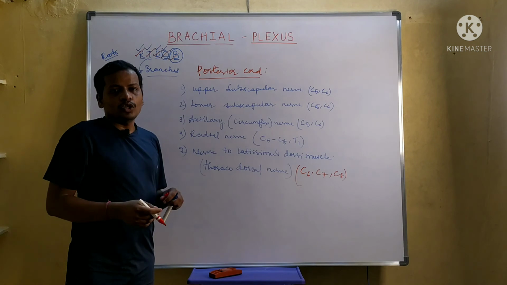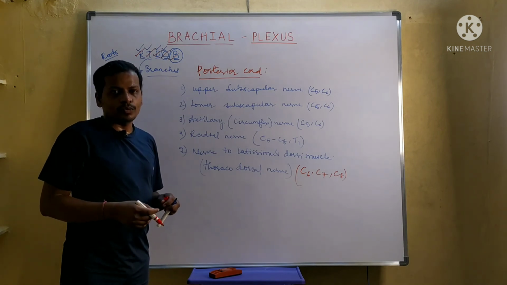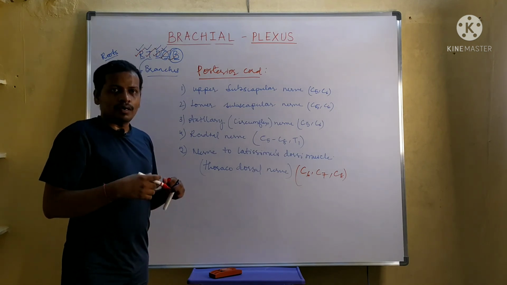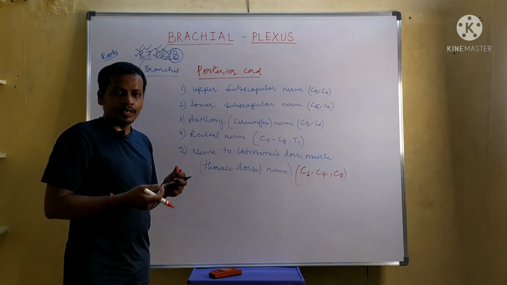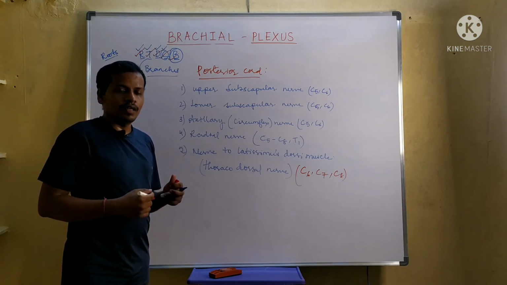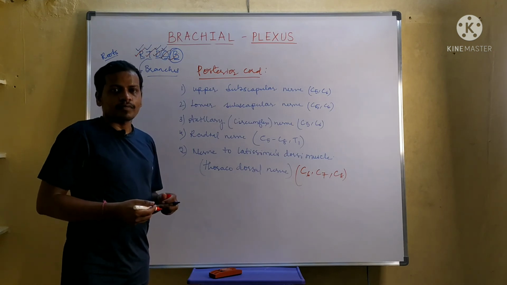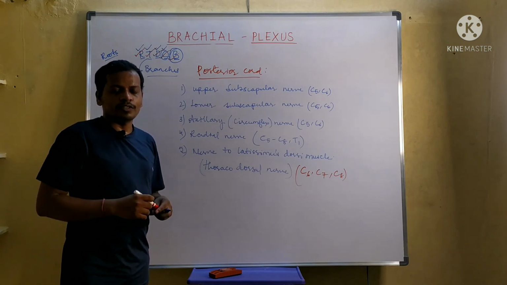In the next video of the anatomy series, we'll discuss the various nerves individually: the median nerve, the ulnar nerve, the radial nerve.